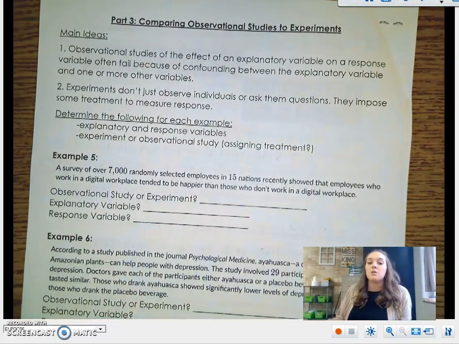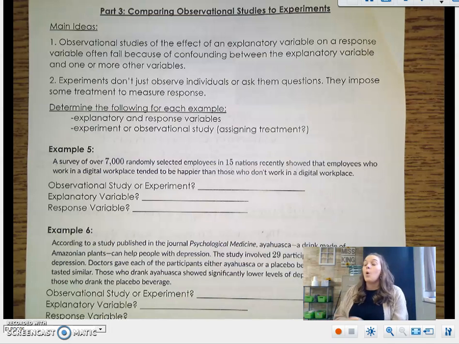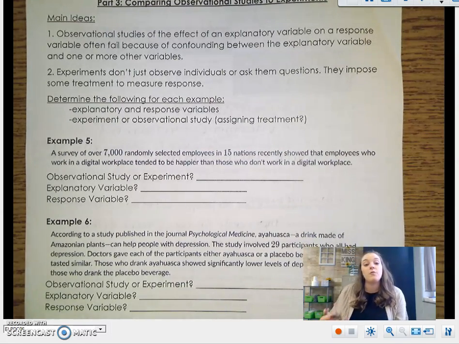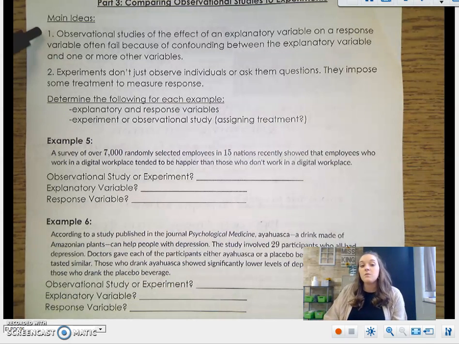Okay. Last but not least, we need to compare observational studies to experiments. So overall, we have 2 main ideas right now. Main idea number 1 is that observational studies study the effect of an explanatory variable on a response variable. And observational studies often fail because of confounding between the explanatory variable and one or more other variables. So observational studies often fail in creating cause and effect statements because of confounding variables. That's why in AP Statistics we say that observational studies can never result in cause and effect.